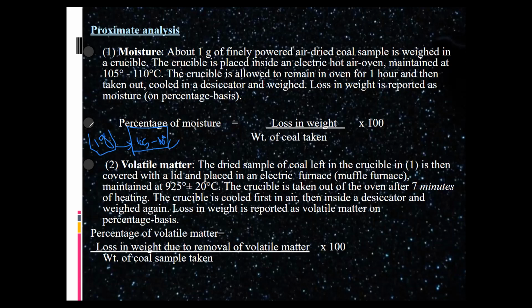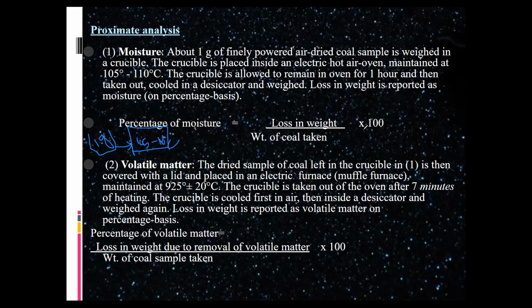Obviously, the weight of the silica crucible after taking it from the oven will be less compared to before placing it in the oven, because all the moisture is removed and escapes in the oven. So the weight of the silica crucible is reduced after 1 hour. By the loss of weight, we can find out the percentage of moisture. Percentage of moisture is equal to loss in weight divided by weight of coal sample taken, into 100.